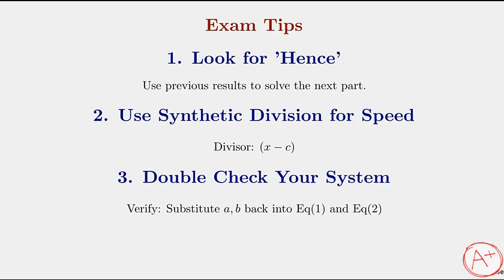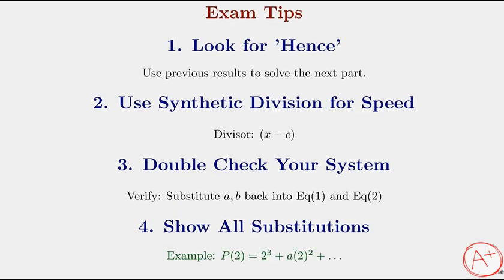Don't just write down the simplified equation. Examiners give method marks for showing the initial substitution, like p of 2 equals 2 cubed plus a times 2 squared. Even if your final answer is wrong, you can still secure most of the marks.